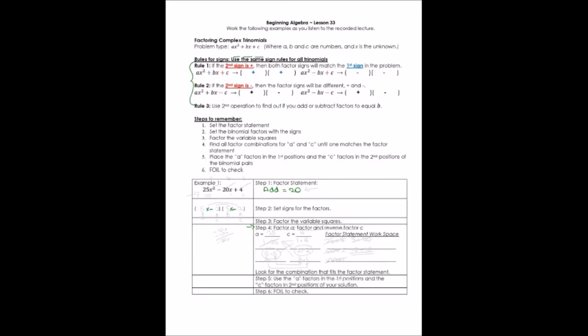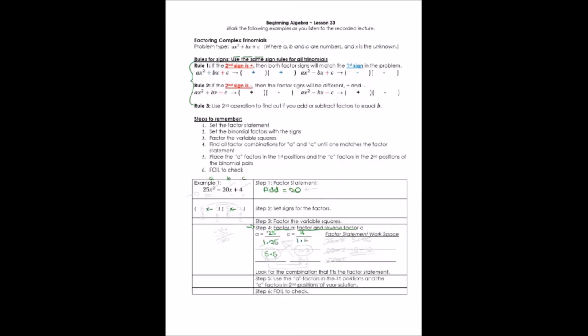Now, step 4 is really where I want you to pay attention because it does get a little different. This time I have to factor A and factor and reverse factor C. Remember, it's A, B, and C for my terms. A is the coefficient of the x squared, or 25, and C is what it's always been, the last term, which is 4. Now, factors of 25 are not too hard. 1 times 25 is the first one I would think of, and then 5 times 5, and there aren't any more.